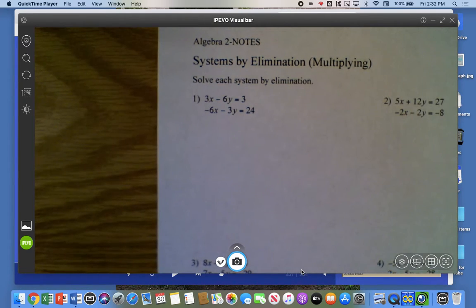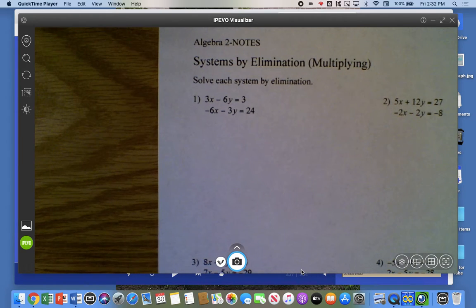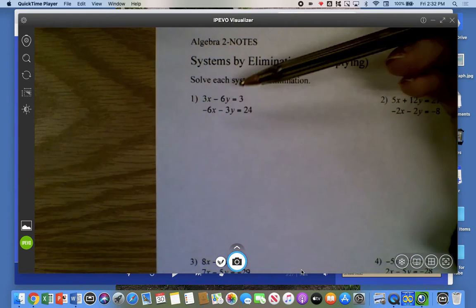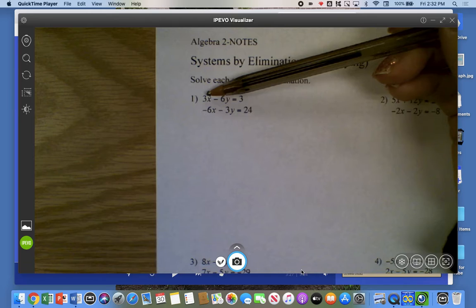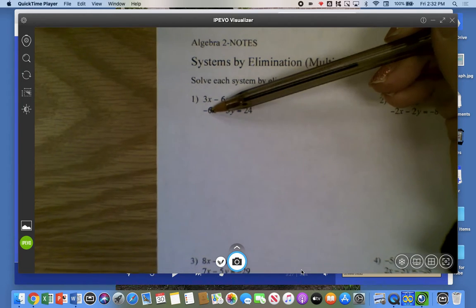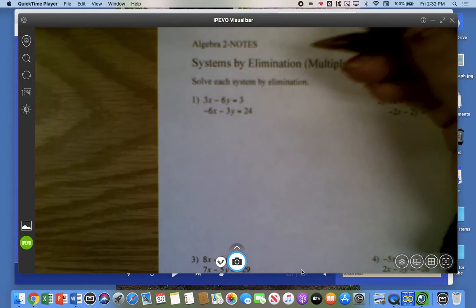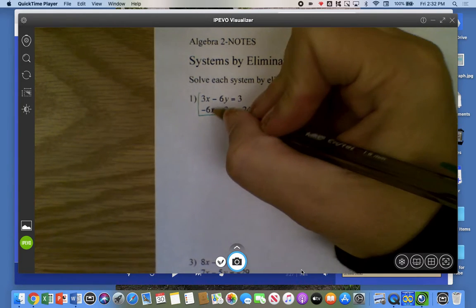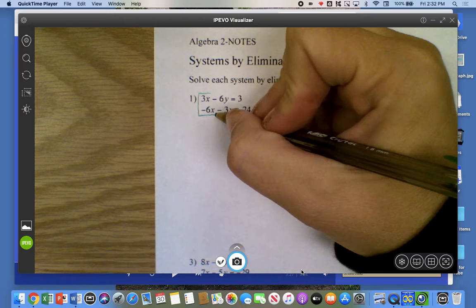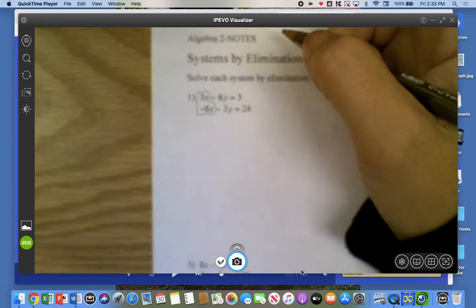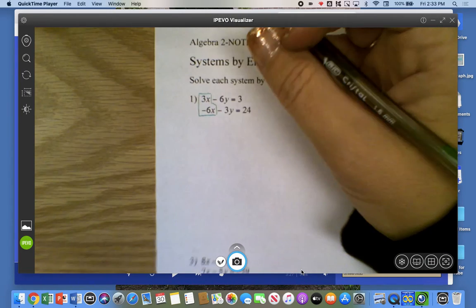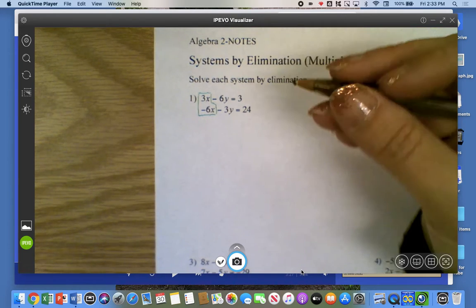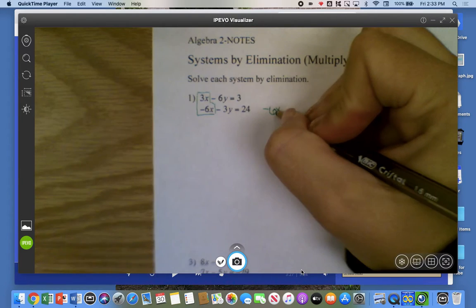It actually doesn't matter which one we get to eliminate. It's just as long as one of them is positive and one is negative, and then we can solve for them later. So I'm going to pick my x's just because the 3 is already positive and the 6 is negative. So if we look at these, what number can 3 and 6 both go into? They both go into 6. So I already have my 6 here, so it's actually not going to change at all.